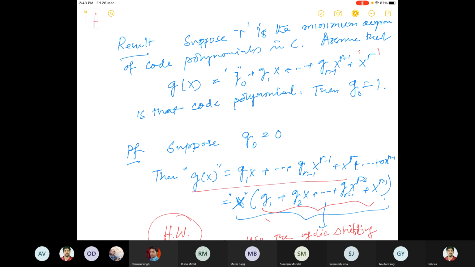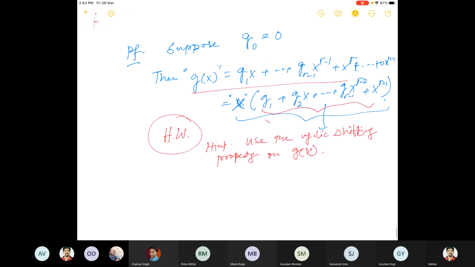We have a polynomial, but we have to justify that this is a code polynomial. So how to justify that? That is the question here. Anyway, this is homework. Just think about it, and then come up with an answer.